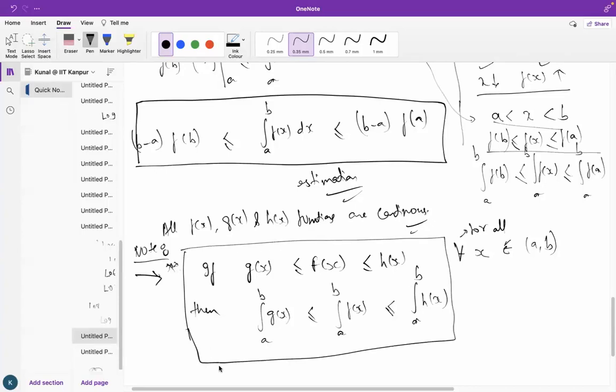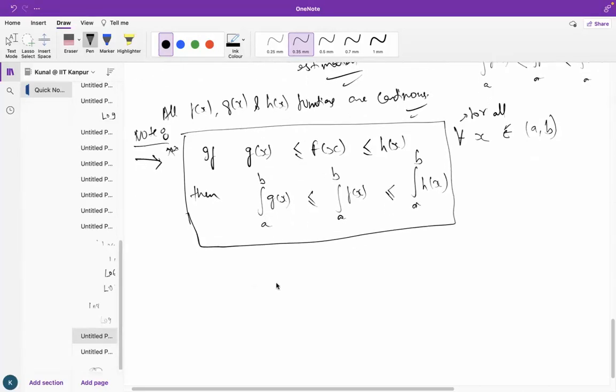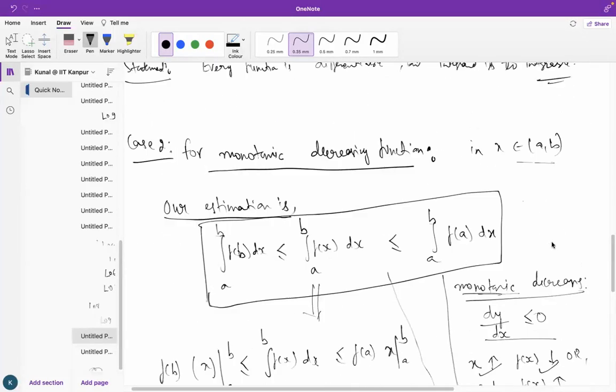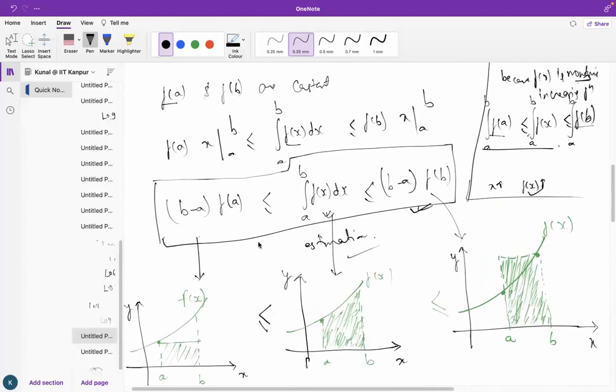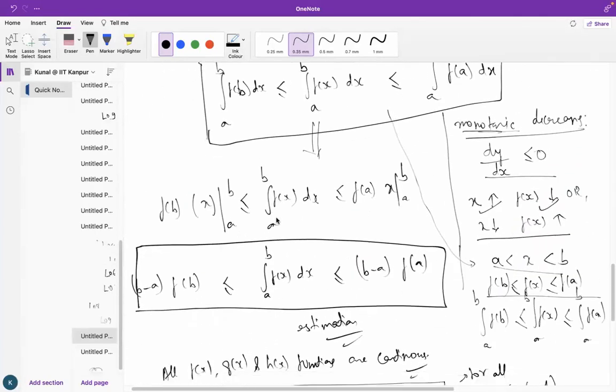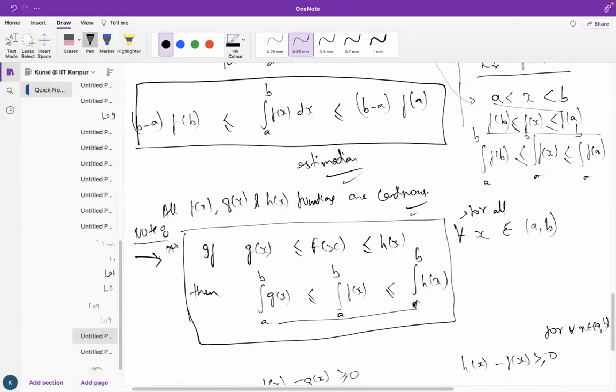And if you ask for the proof, I'm again saying, look at this. We can write f of x minus g of x is greater than or equal to 0, and h of x minus f of x is greater than or equal to 0, for all x belongs to a to b, right? So this is actually an increasing function. And we all know the monotonic increasing function property, which we already dealt with. So when we follow this trend, we get the favorable result.